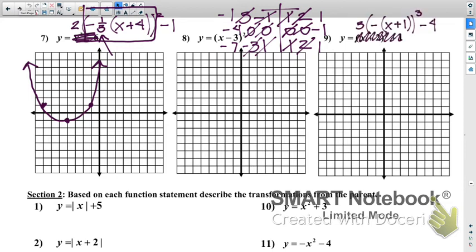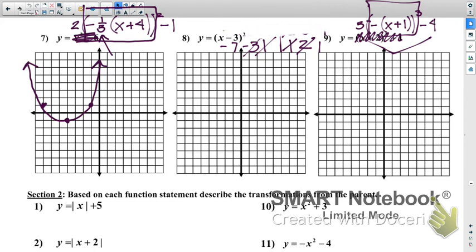All right, so to review, anything inside here affects the x's. Anything outside here affects the y's. This is a parent function that is a what? Cubic. So first, let's find ourselves some points for the cubic parent function. You can do 1, 1, 0, 0, negative 1, negative 1. Those are all on the cubic S-shaped parent function.